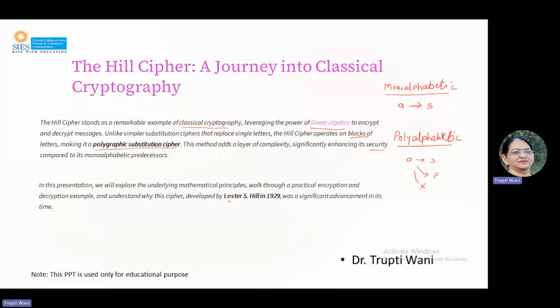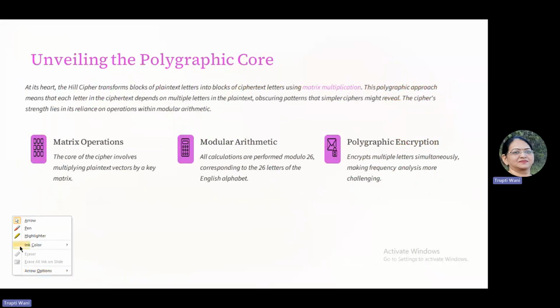This Hill cipher was developed by Lester S. Hill in 1929. Now, how does it convert the plain text into the ciphertext? For the encryption and decryption process, it uses matrix multiplication. It means we have to use matrix operations, so we require a key which is a matrix type. It should be a square matrix. It may be 2 by 2, 3 by 3 or 4 by 4, but it should be a square matrix.